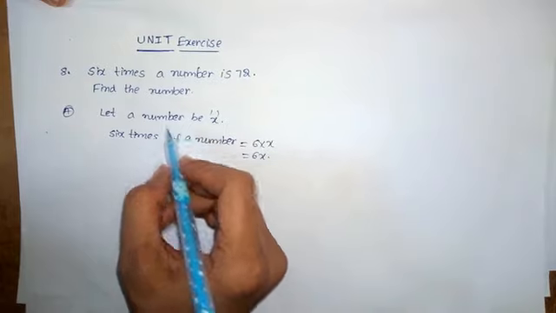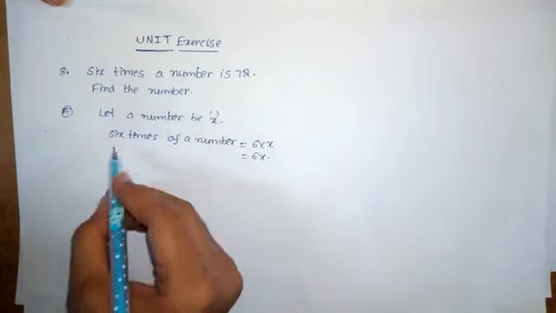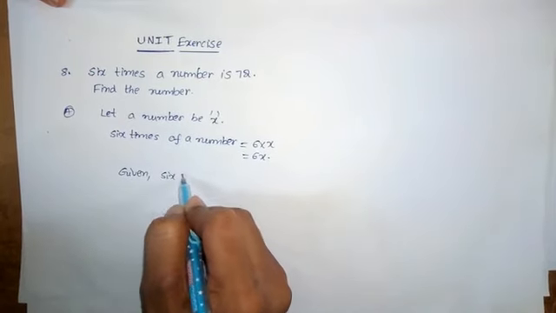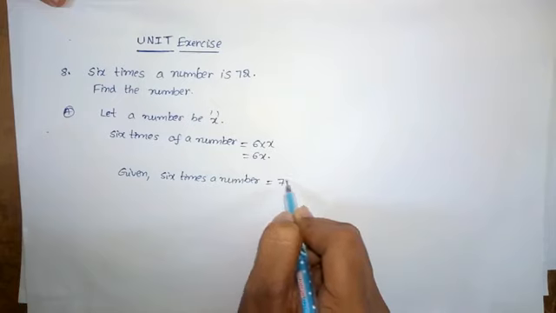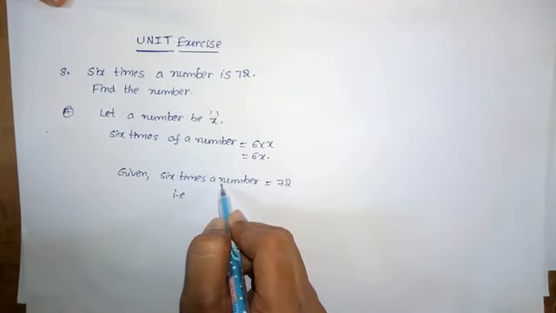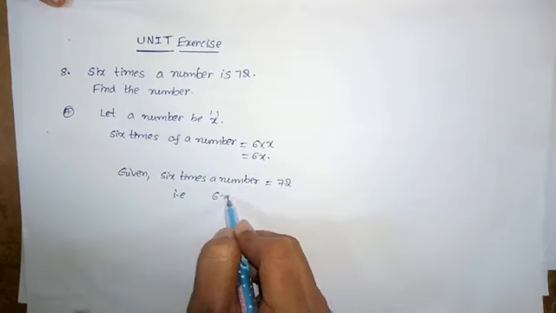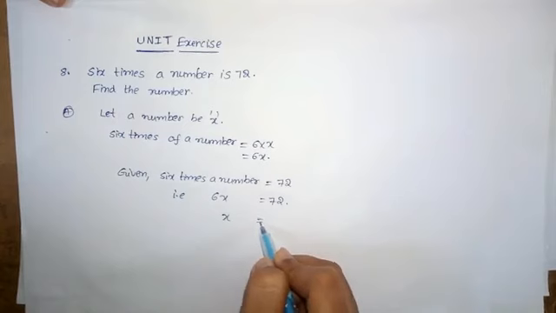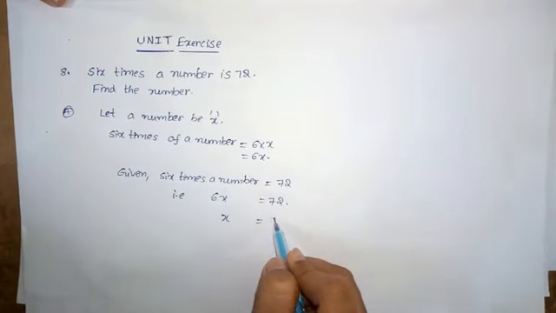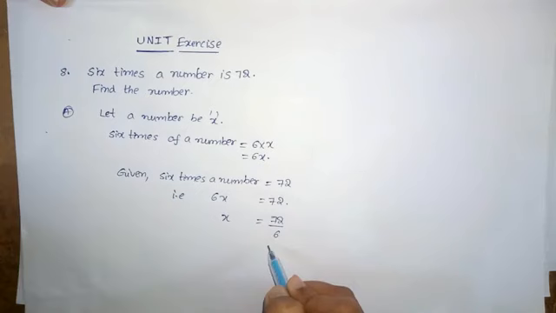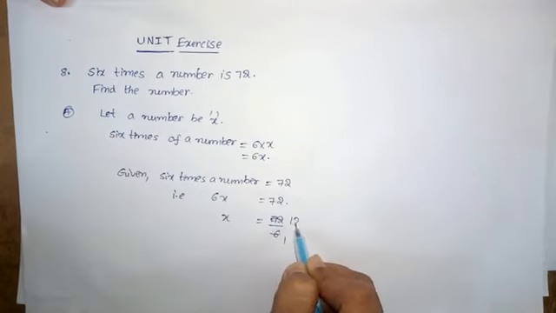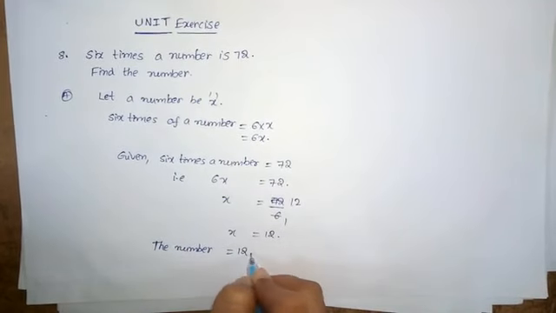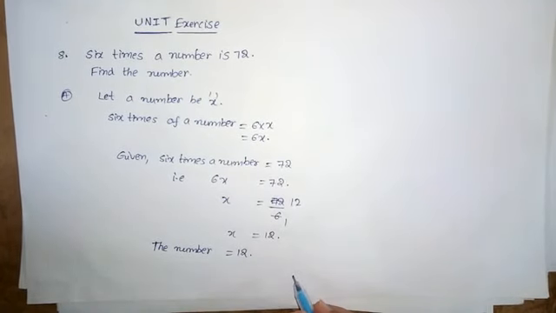In the problem it is given that 6 times a number is equal to 72. That is, 6 times a number is nothing but 6x. So 6x is equal to 72. From this find the x value. So x is equal to 72 by 6, since the 6 moves to the right side as division. 6 1s are 6, 6 2s are 12, so the number is equal to 12. So this is the solution for the 8th problem.